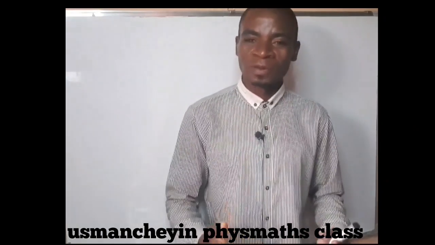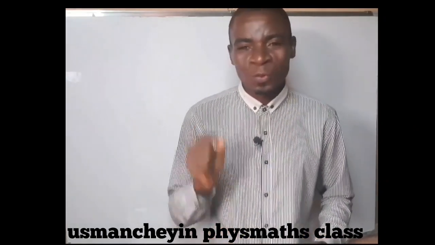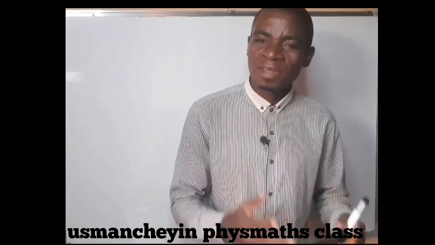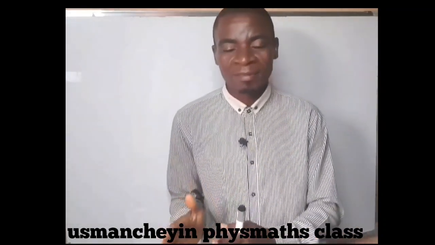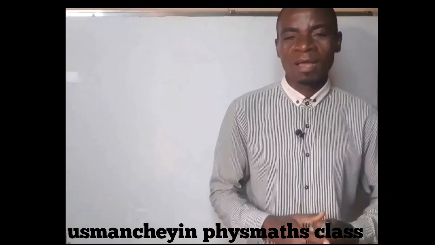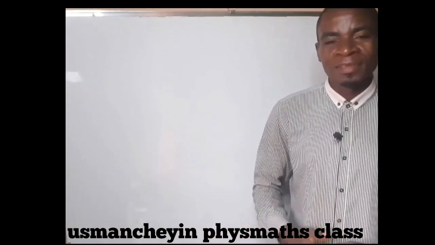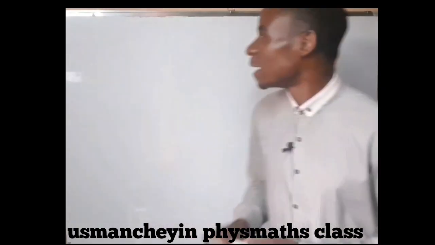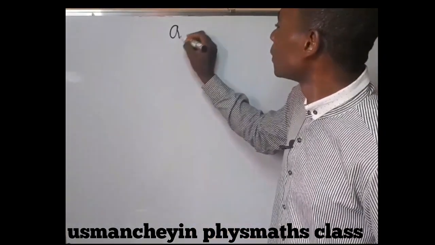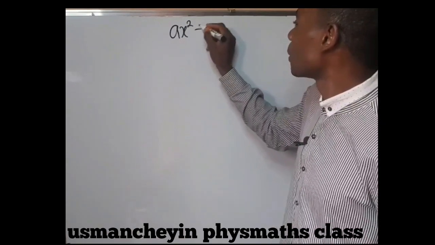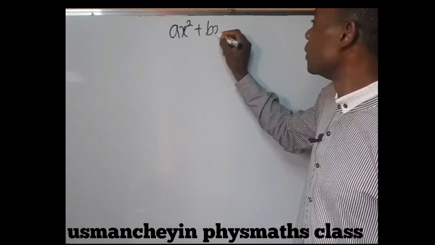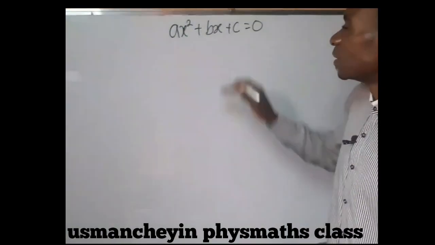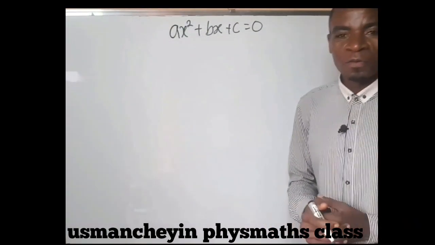In our tutorial today, we'll be looking at one of the key formulas which plays a very vital role in mathematics and physics as well. That formula is called the general formula, given by ax squared plus bx plus c equals 0. This is the general formula.